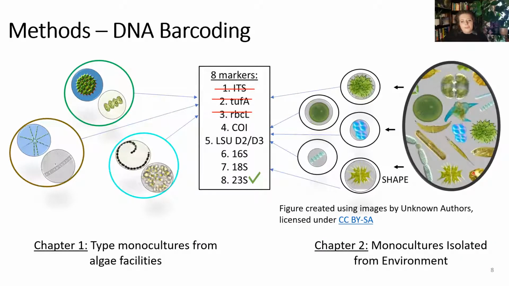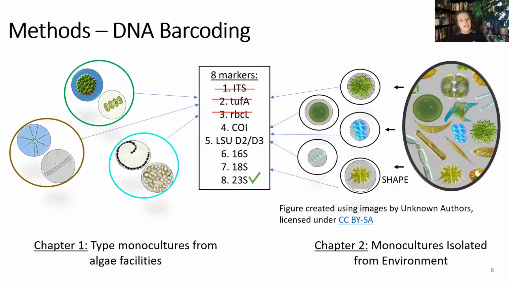So as I mentioned before, I hope to DNA barcode type strains from algae facilities and monocultures from the environment. One of the major methodological gaps in microalgae barcoding lies in the choice of which DNA region to use. Several potential gene regions in the mitochondria, chloroplast, and ribosomal DNA of microalgae have been proposed as feasible barcodes, but they each have their associated pros and cons. In order to address this methodological gap, I'm going to try sequencing 8 different regions as barcode markers to see which one is the best.